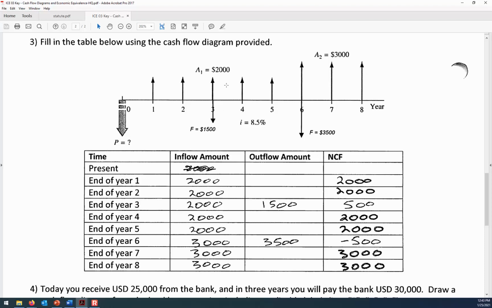In the 3rd year, we have an inflow and an outflow. So it's 2,000 in, 1,500 out. So the net cash flow in the 3rd year is 500, and so on and so forth. The problem statement tells us it's 8.5% interest, but having that information doesn't go into our cash flow table.